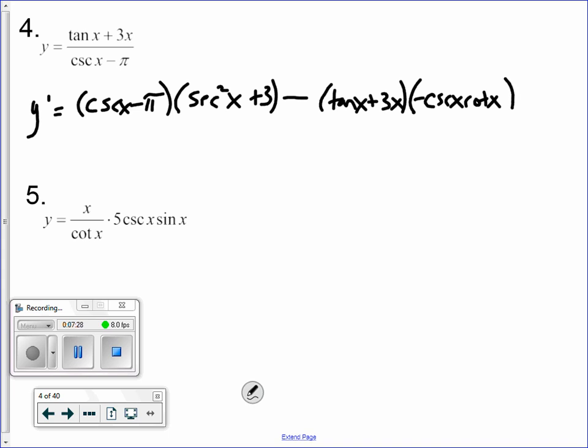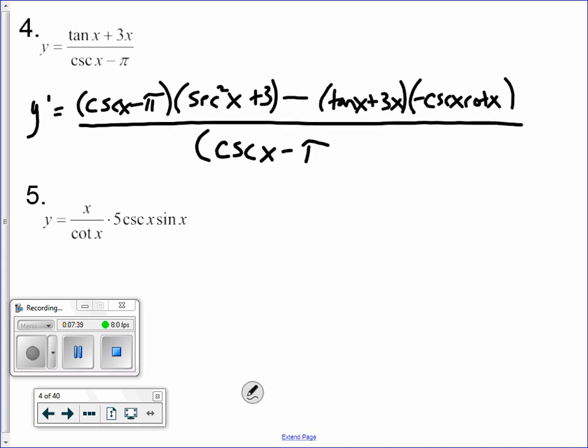So far, we've got low d high less high d low. Don't forget, draw the line down below the denominator squared. And we're just leaving it.